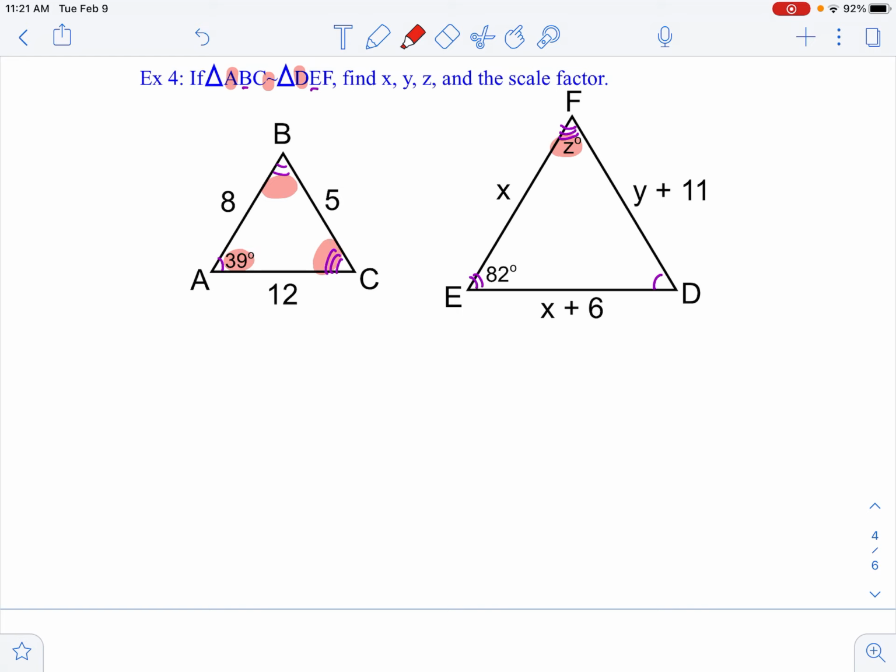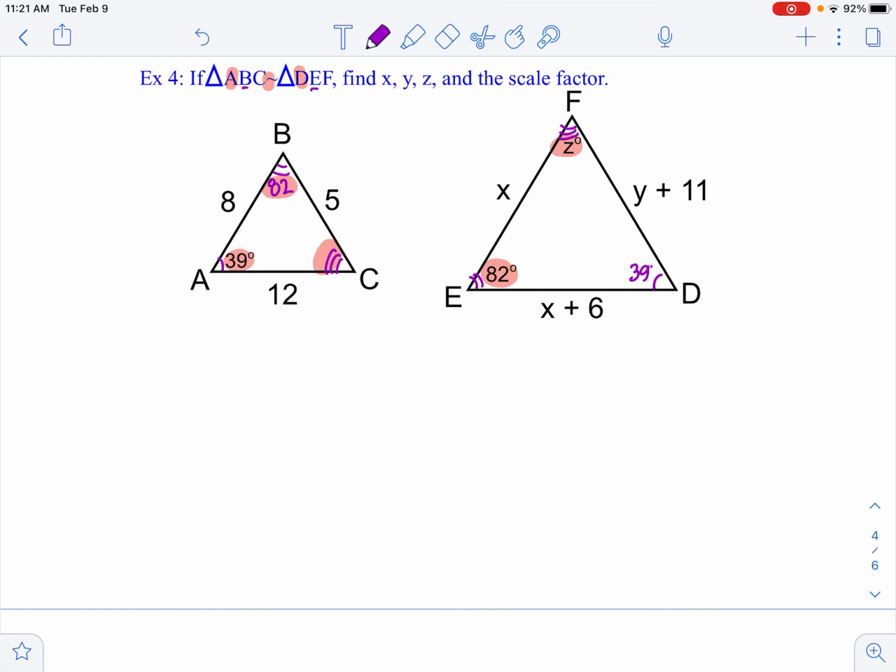But I say to myself, I know this is 39. Only if I knew what this was, I could totally get it. So then I say that has 2 tick marks. So does this. So this is 82. And now I can figure out what that angle is. Or I can say this is 39, and now I can figure out what that angle is. That's what I like to do.